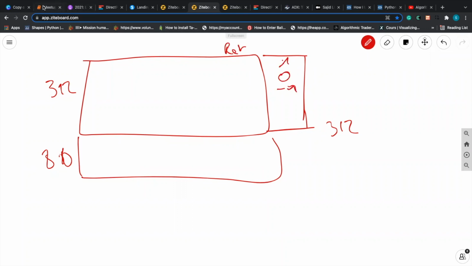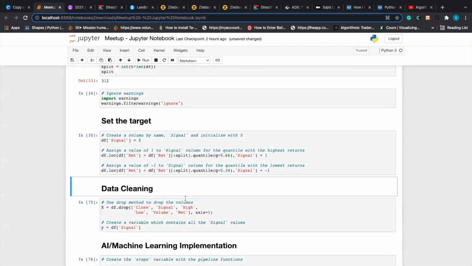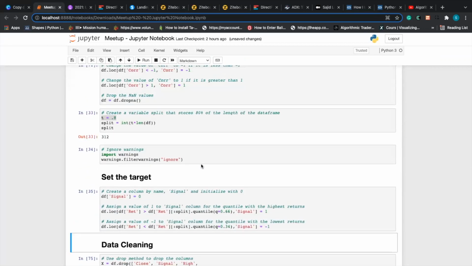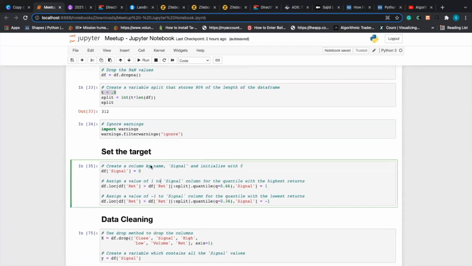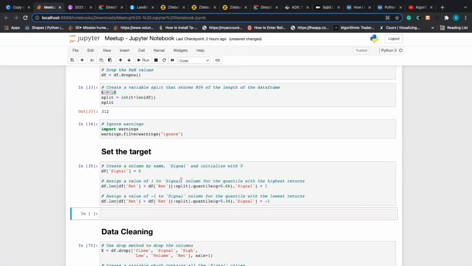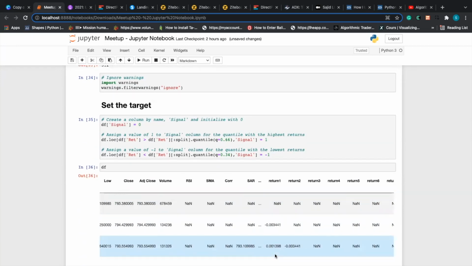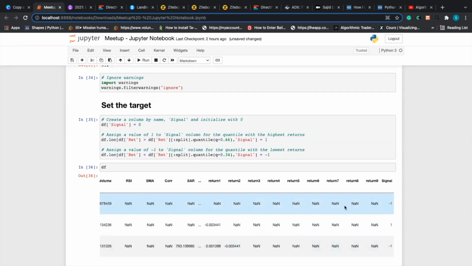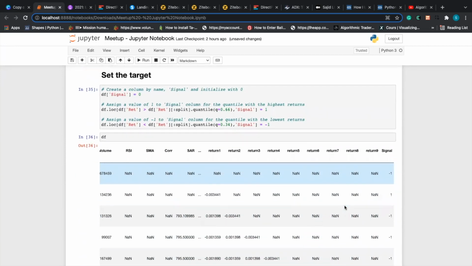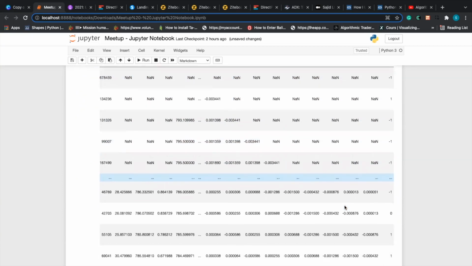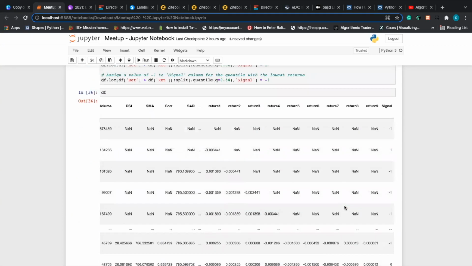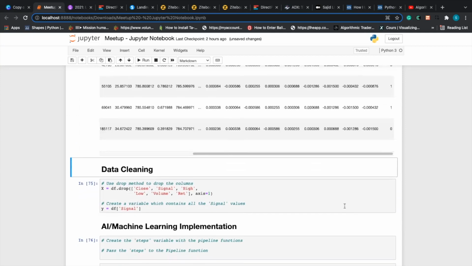Okay, let's go back on it. Okay, we got the return, and now we got our target. Let's print the df. And now we got our return, which means here that we got a bad return. We got -1, and we're going to let the computer model by itself. Okay, guys.